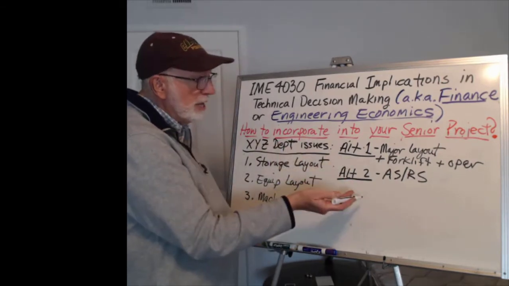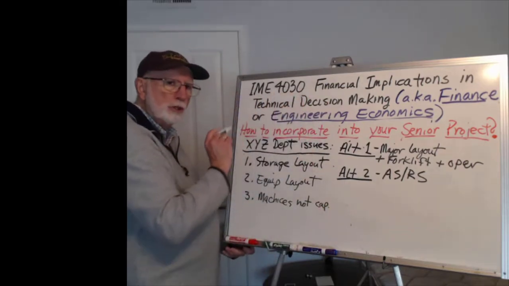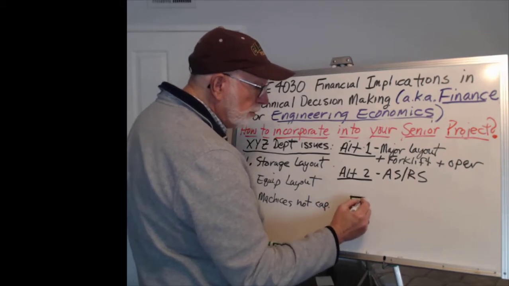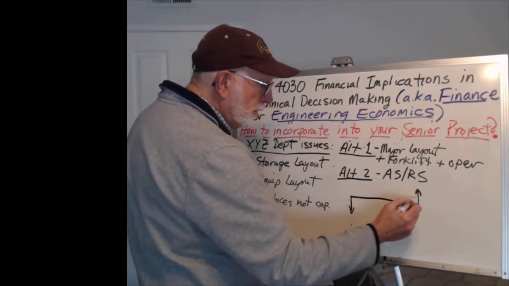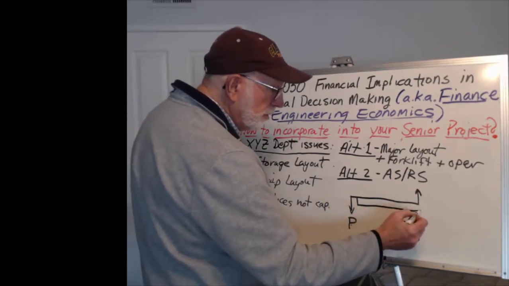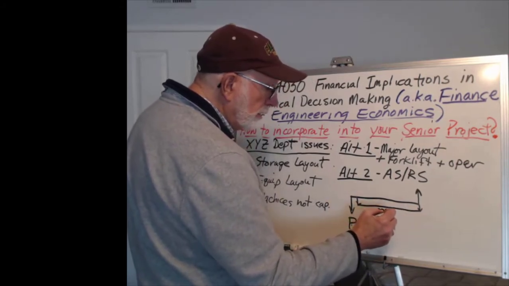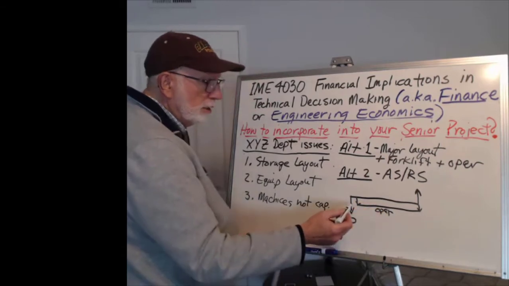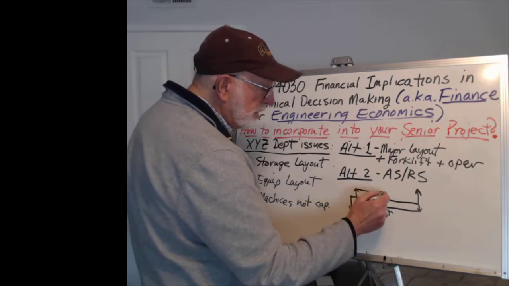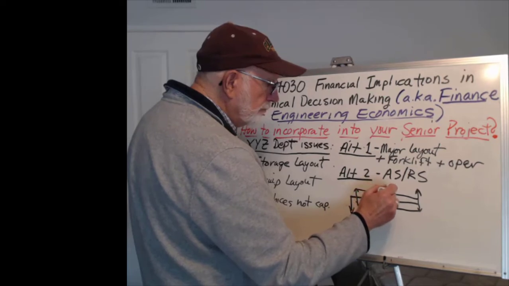You can't just recommend one of these. You have to do the financial analysis. Now you're into this course. So for alternative one, you make a cash flow diagram, and it's going to have the purchase price of the forklift. It's going to have the cost of the operators or the operator as some kind of a down arrow. And then you're going to have some kind of a benefit or a savings of some kind that you quantify.